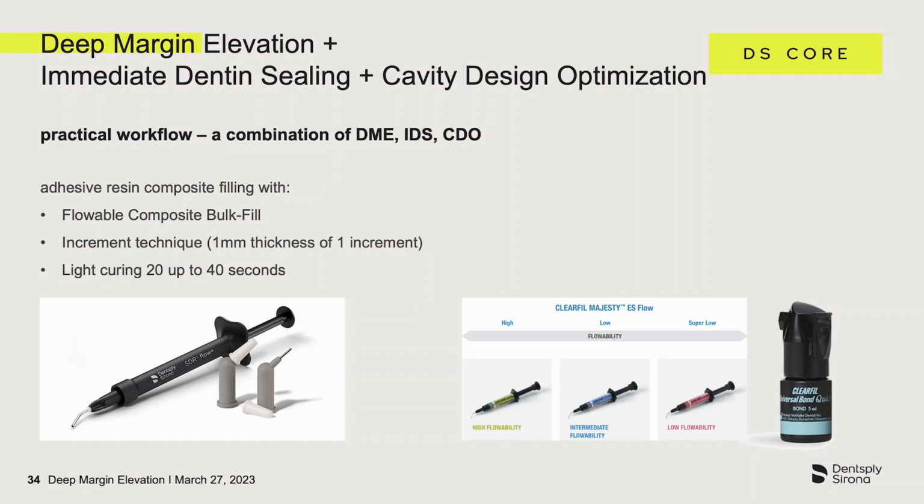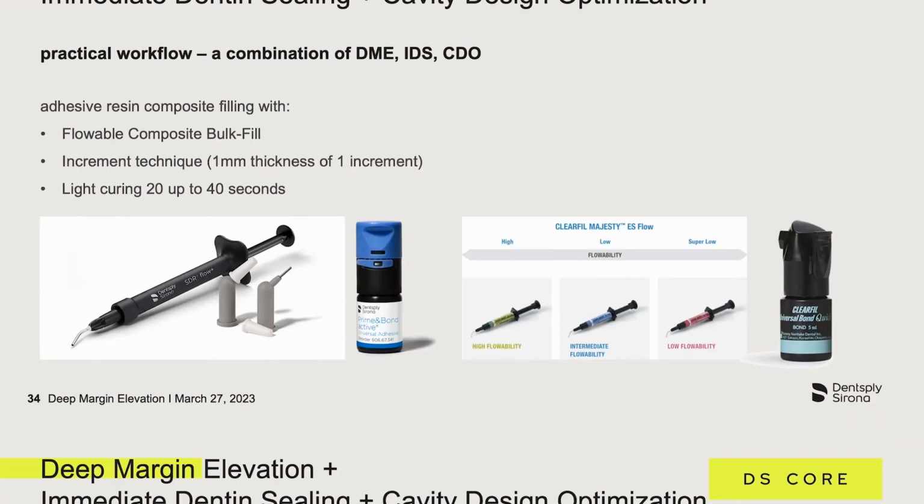For example, SDR Flow Plus from Dentsply Sirona, in conjunction with Prime&Bond Active, is a good choice here. Clearfil Majesty ES Flow from Kuraray Noritake, in conjunction with Clearfil Universal Bond Quick, is also a good alternative. Of course, the composite material of your choice can be used at this point. You are free to decide.